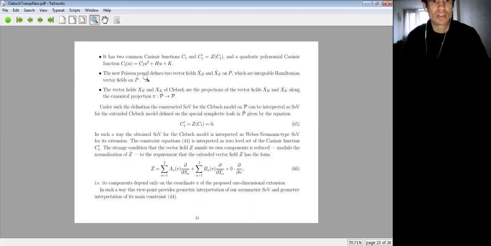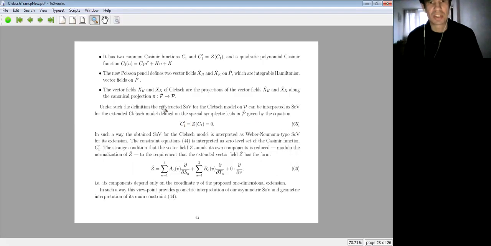So evidently, we have Hamiltonian vector fields X hat, X H hat, X alpha hat on P hat, which have essentially the same form as on the space P without a hat, and pass to the Clebsch vector field after the canonical projection. Under such a definition, the constructed solution for the Clebsch model can be interpreted as a solution for the extended Clebsch model, but not everywhere, only on the special symplectic leaves in P hat, given by equation 65.